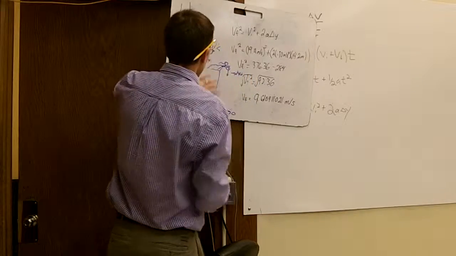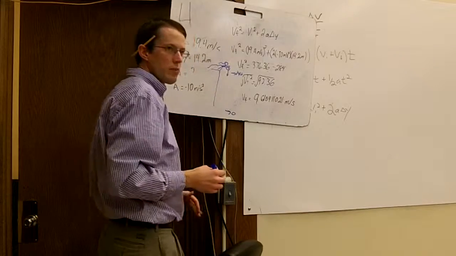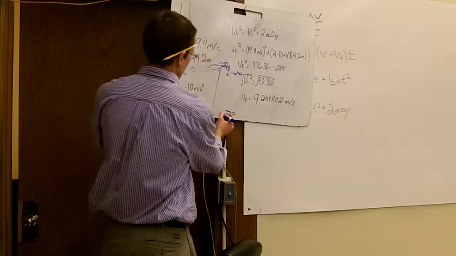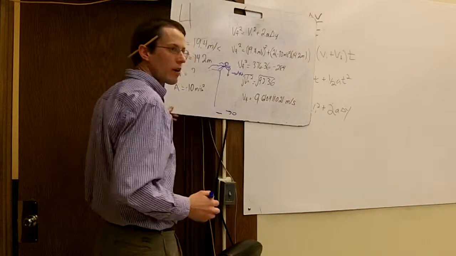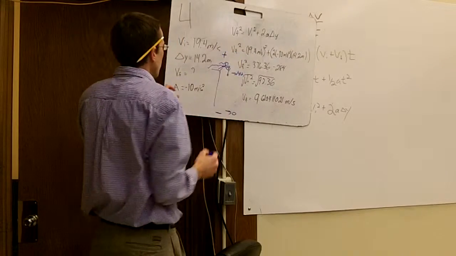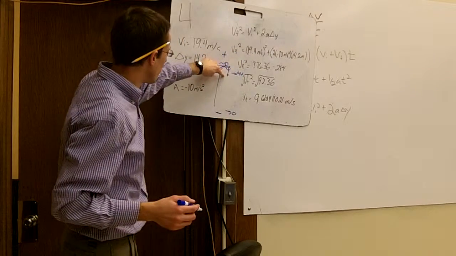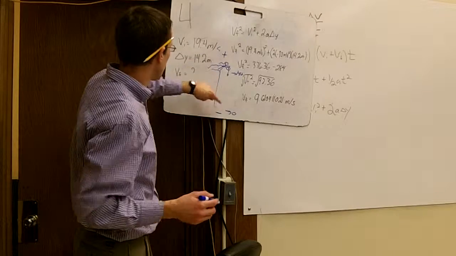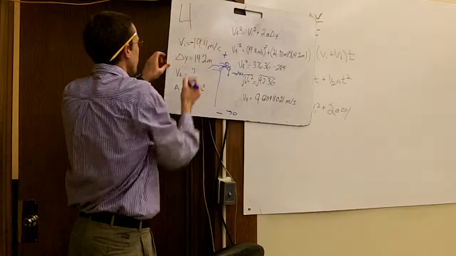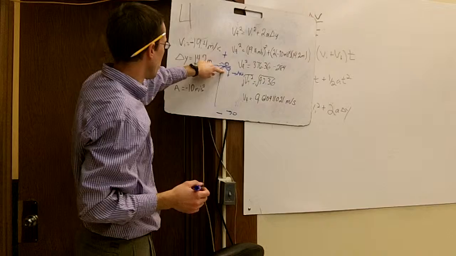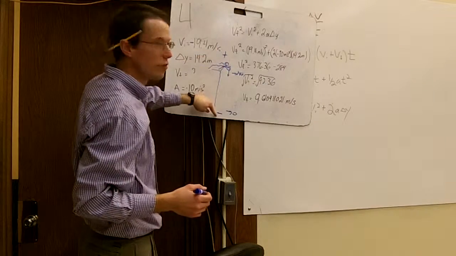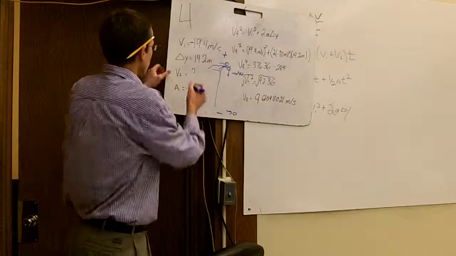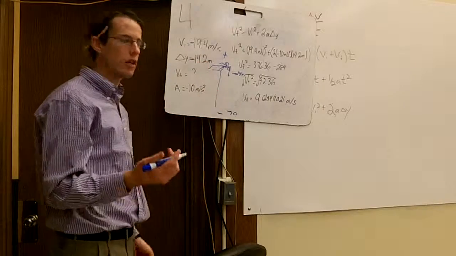Okay, so now, which way is negative and which way is positive in this picture? Negative's that way, positive's up here. So which way is the velocity moving, positive or negative? Now which way is the displacement, positive or negative? In other words, which way is this thing traveling? Negative. And that's where it comes out.